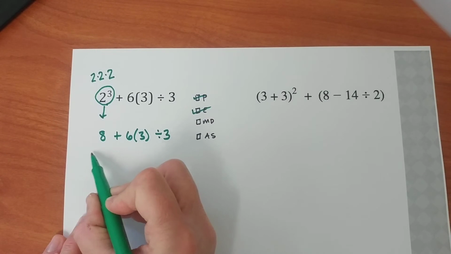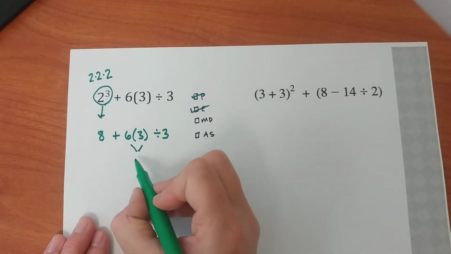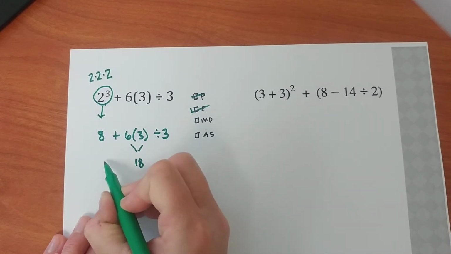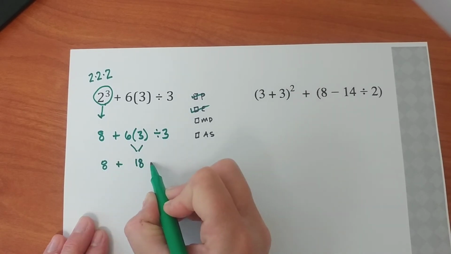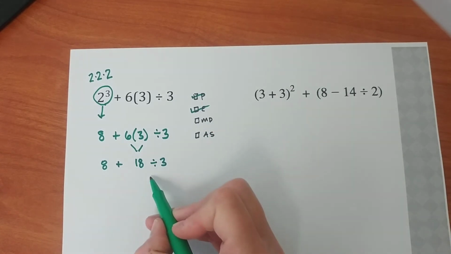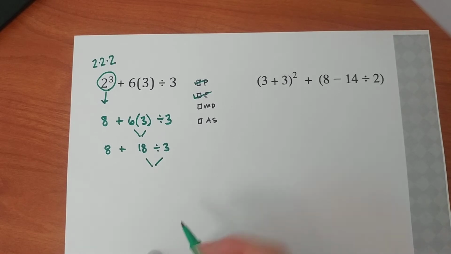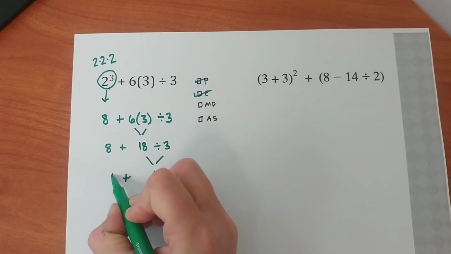So I'm going to truck along left to right. I stop right here. Multiplication. 18, 3 groups of 6. Not quite done with multiply and divide. I see it again. See division. 18 divided by 3. You got it. Bring everything down.